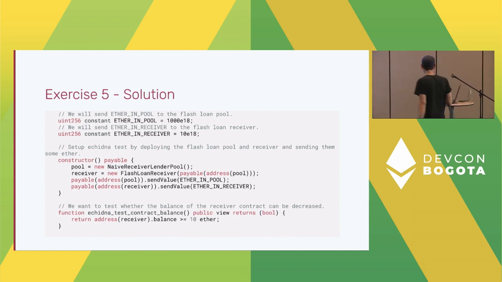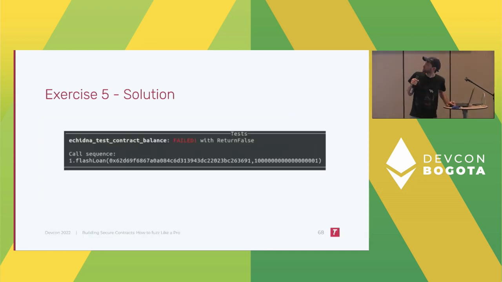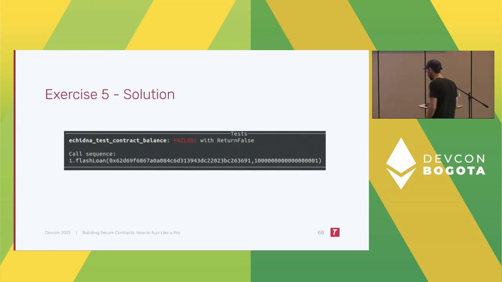So, yeah. So quickly, if you run it, you will see something like this, in which the flashLoan has a parameter that is the borrower, and we can control this in order to reduce the amount of balance.